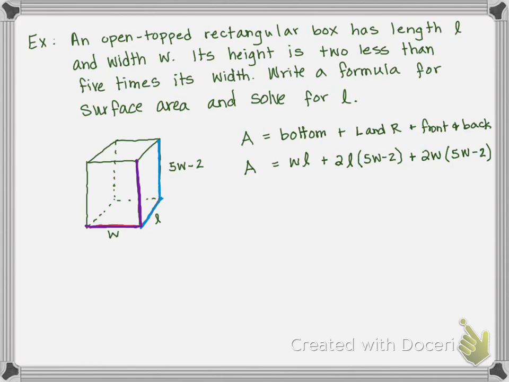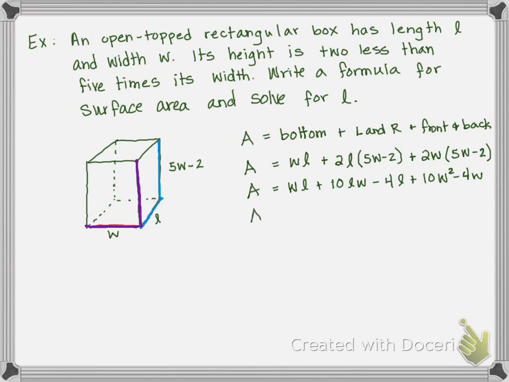We have the bottom, two on these sides, two on these sides, and that's all of our sides because there's no top, right? If there had been a top, like an enclosed box, we just would have doubled the one for the base, the WL. And now we're supposed to solve for L, and we can do this in two minutes for sure. We're going to distribute first. 10LW minus 4L plus 10W squared minus 4W.